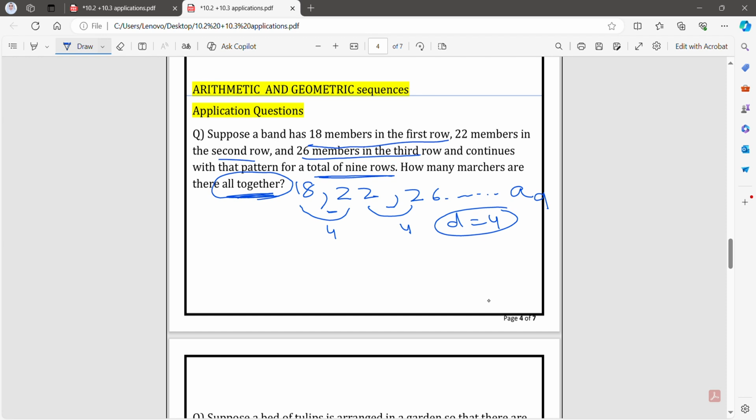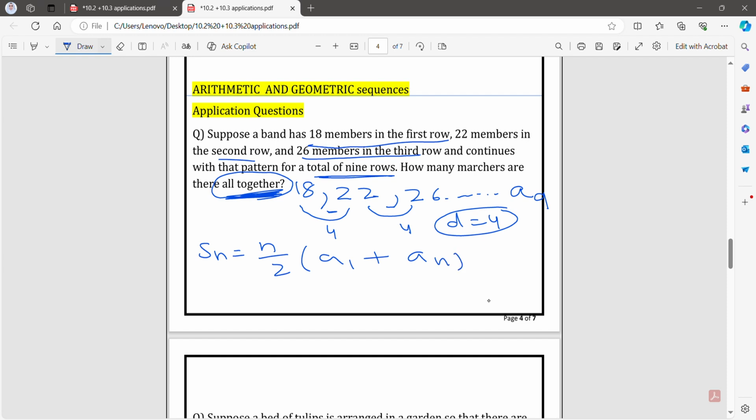Again, why are we using the sum? Why not the term? Because they did not say to find the 9th row or the 8th row or any particular row. They are saying find all together. All together means definitely we need to find the sum. So Sn equals n over 2 times (a1 plus an).